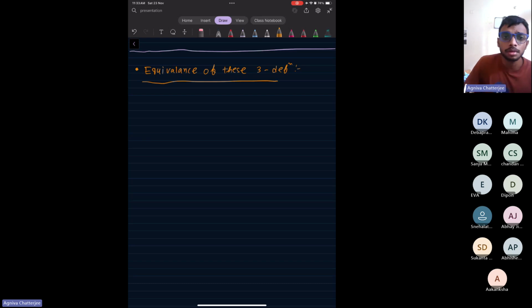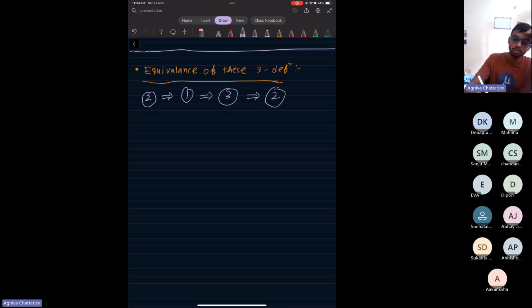Now, how do you prove the equivalence of these three definitions? So maybe I just wait for a couple of seconds. Is there any question? All right. So the way it goes is that it goes as 2 implies 1, 1 implies 3, and 3 implies 2.